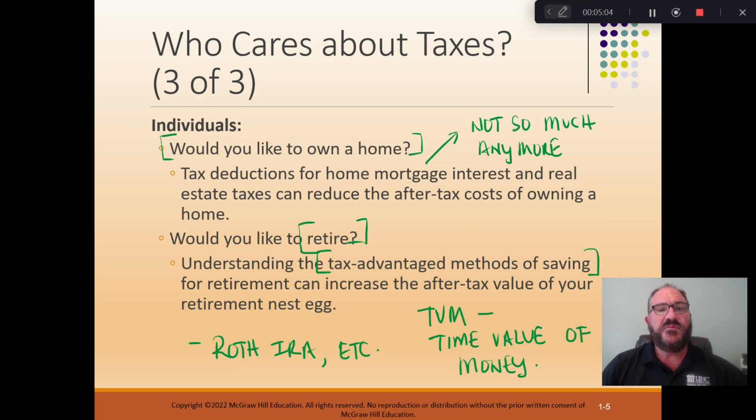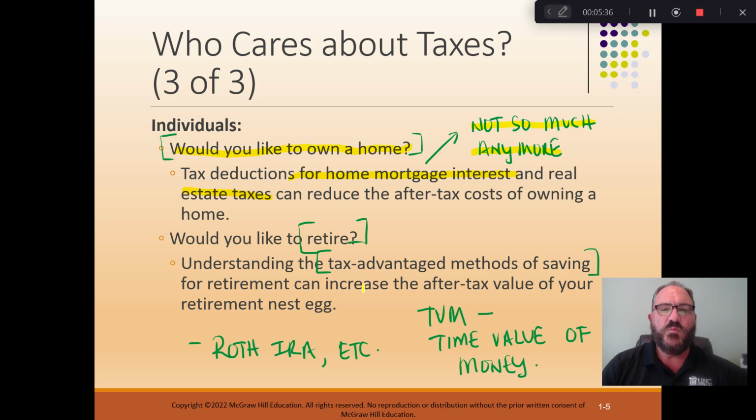All right, next one, what about individuals? Okay, how about individuals? Would you like to own a home? Okay, so tax deduction for mortgage interest and real estate taxes, right? By the way, this has changed a bit since 2017 when they did the Tax Cuts and Jobs Act. They changed a lot of rules to where it's not quite as effective as it used to be, right? Between that and lower interest rates for quite some time. They're going back up now, but it made it not quite such a big deal as it was before, okay?